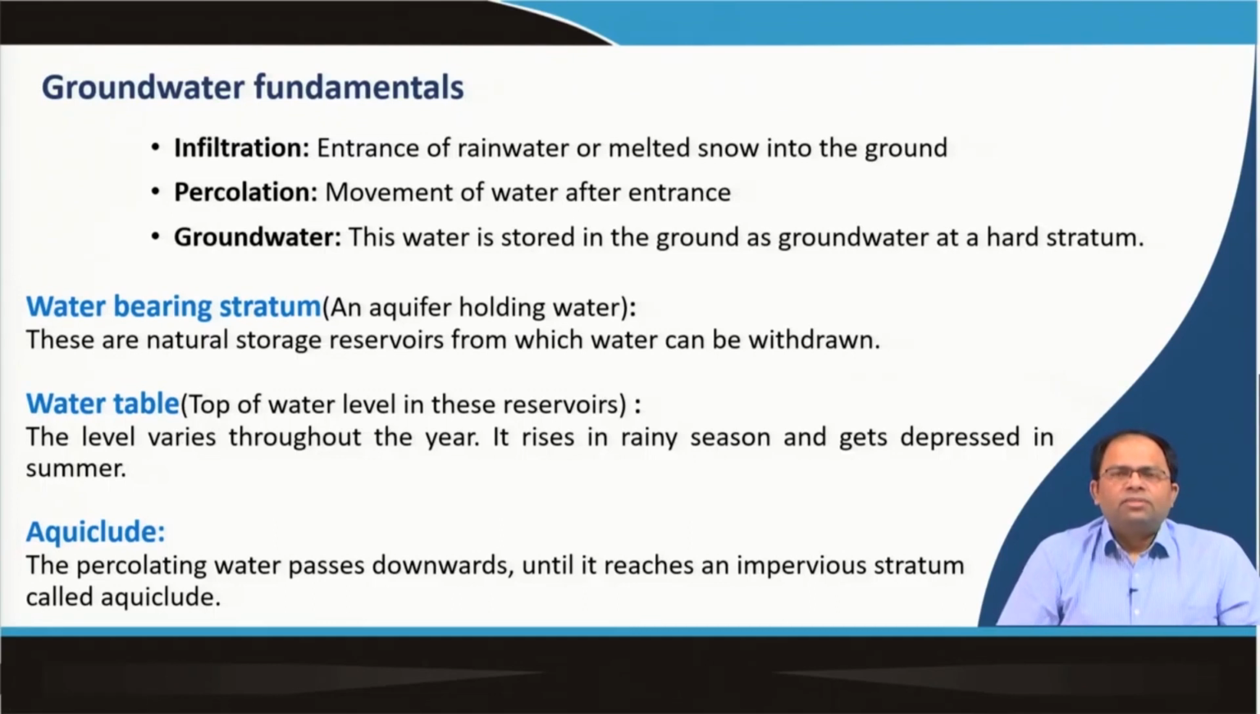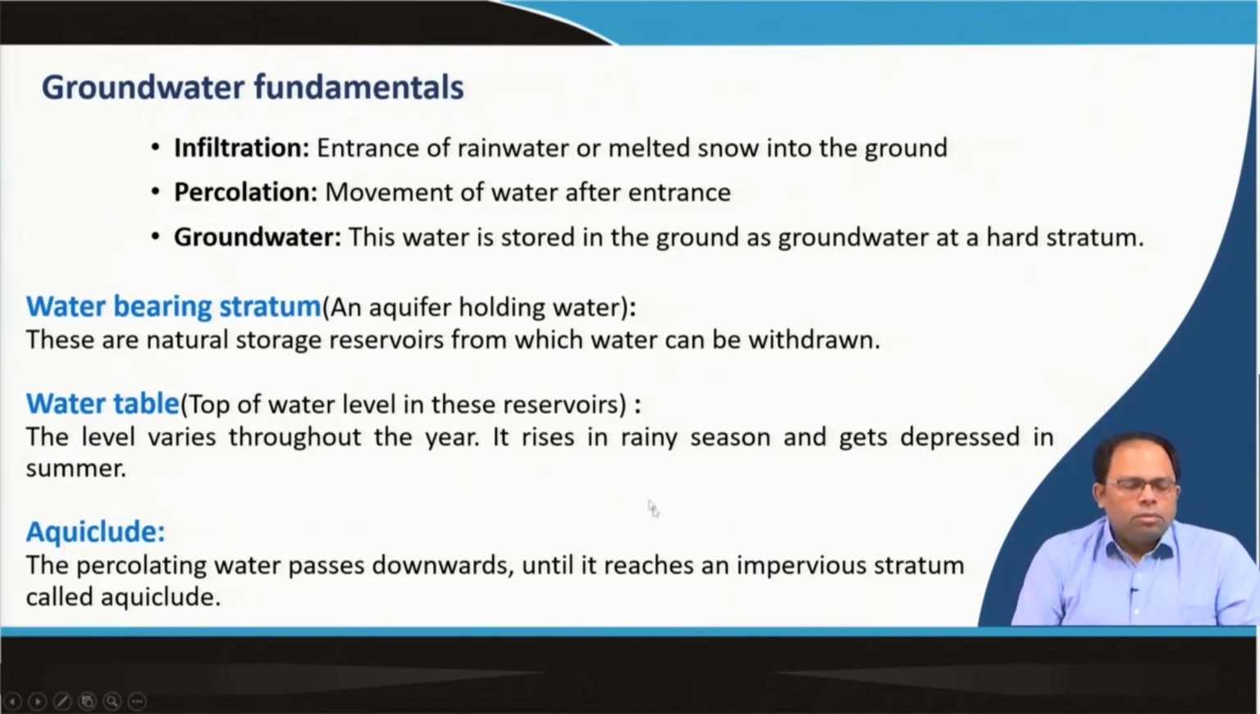So, let us first talk about the basics, which is a recap of what we have just discussed in the last lecture. Infiltration is the entrance of rainwater or melted snow into the ground. Percolation is the movement of water after entrance, that means the movement of water inside the soil, and groundwater is the water that is stored in the ground at a hard stratum. That means the water cannot go further down, it is prevented by a hard stratum or an impervious surface, and that is stored in the soil as groundwater.